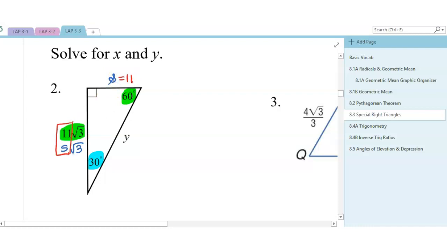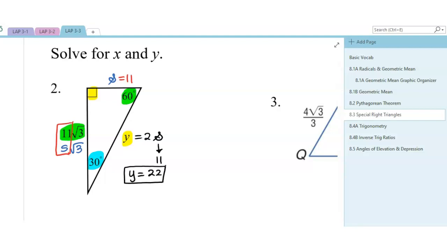And so, remember the side that's opposite 90 degrees? That's going to be 2 times whatever S is. And since S turned out to be 11, Y is going to be just 2 times 11, which is 22. Just like that. Again, took us about a minute to figure out the missing side.